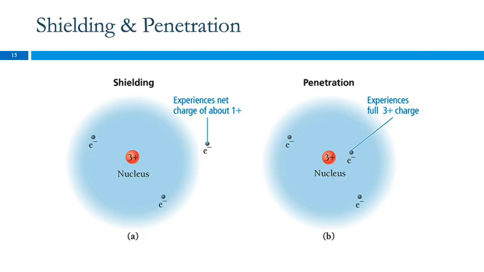And so the easiest way to think about this is, well, we've got a +3 charge here, and we've got these 2 electrons here, 2 negative charges. +3 minus 2, we get an effective charge of about +1 for this electron. These electrons get in the way of the attraction that this electron has for the nucleus. Does that make some sense? That's shielding.